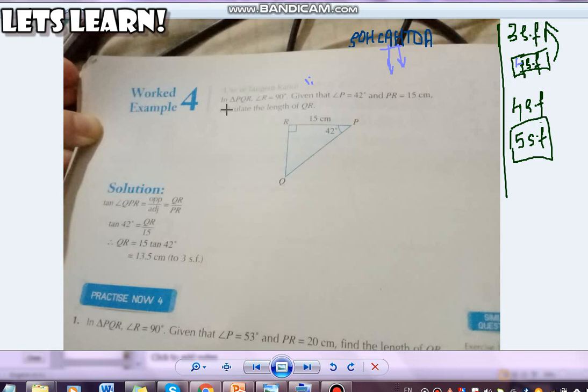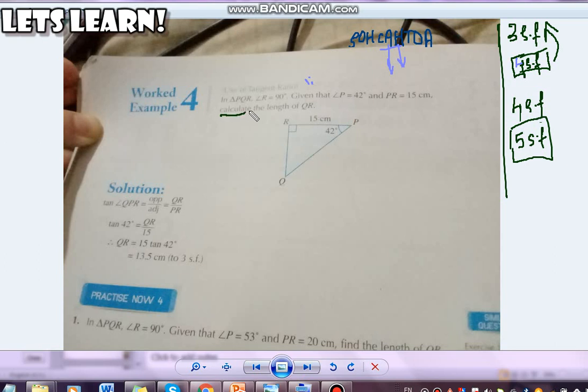So over here the question is, in triangle PQR, we are given the angle that's R. Angle R is 90 degrees, and we are given the angle P, that is 42 degrees, and we are given the length, that is PR. This is PR, and we are given that length as 15 centimeter, and we need to calculate the length, that is QR.